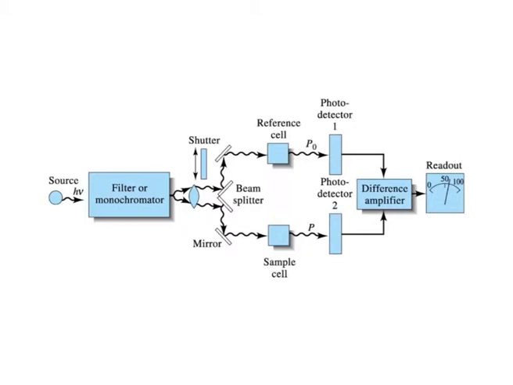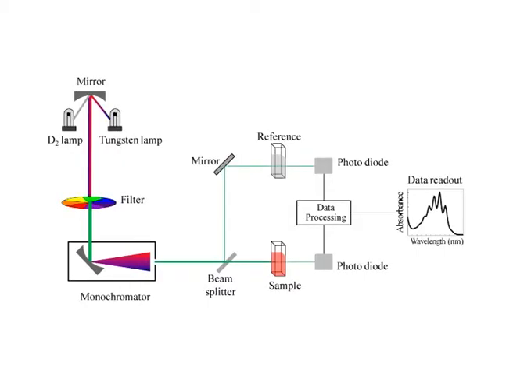This kind of instrument, in which the light emitted by the source is split up into two beams, that is the sample beam and the reference beam, is called a double beam instrument. Detector. The main function of the detector is to continuously measure the intensity ratio of the beams transmitted through the sample cell and the reference cell.